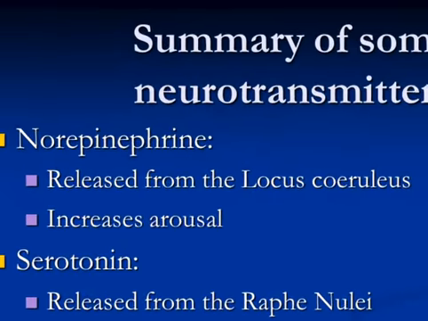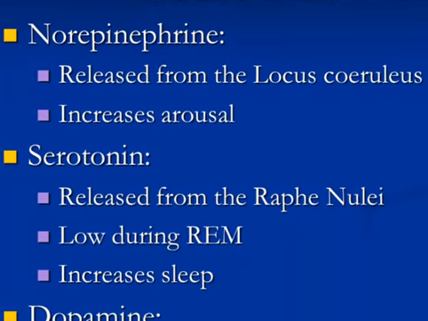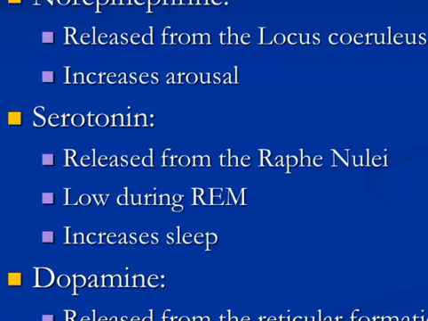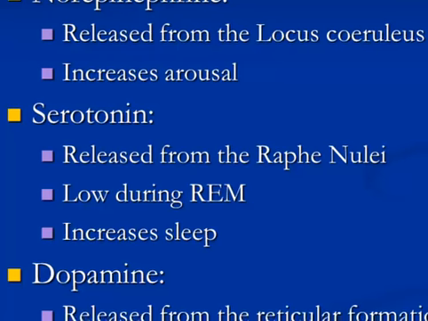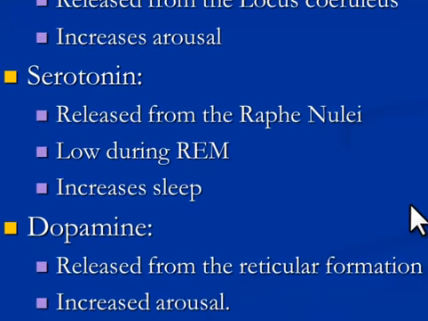Norepinephrine is released from the locus coeruleus. It's for arousal and wakefulness. Serotonin from the raphe nucleus. It's low during REM sleep, and it helps to put you to sleep. And now dopamine is also a neurotransmitter that we can talk about because dopamine is used in a lot of places, but it also facilitates arousal. It's also part of the reticular formation and plays a big role in this whole sleep cycle.